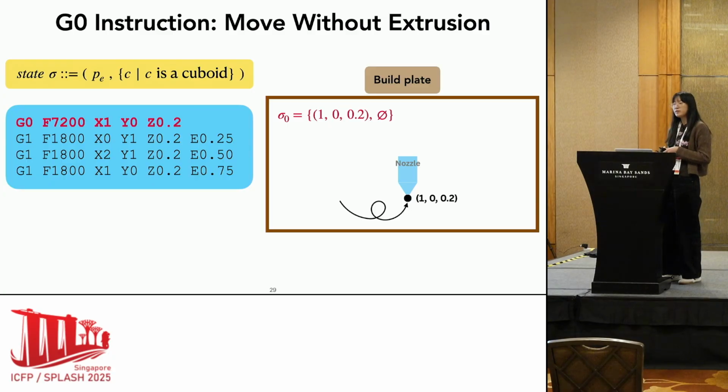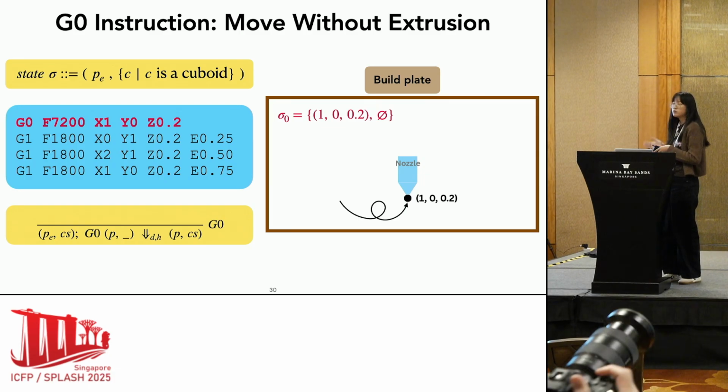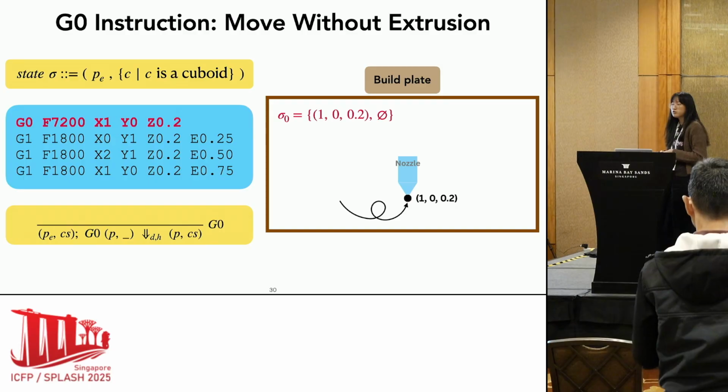So every movement instruction in G-code starts with either G0 or G1. And here we have a G0, meaning that the nozzle will only move but not extrude any filament. So after this instruction, the nozzle will move to position 100.2, but with no extrusion.